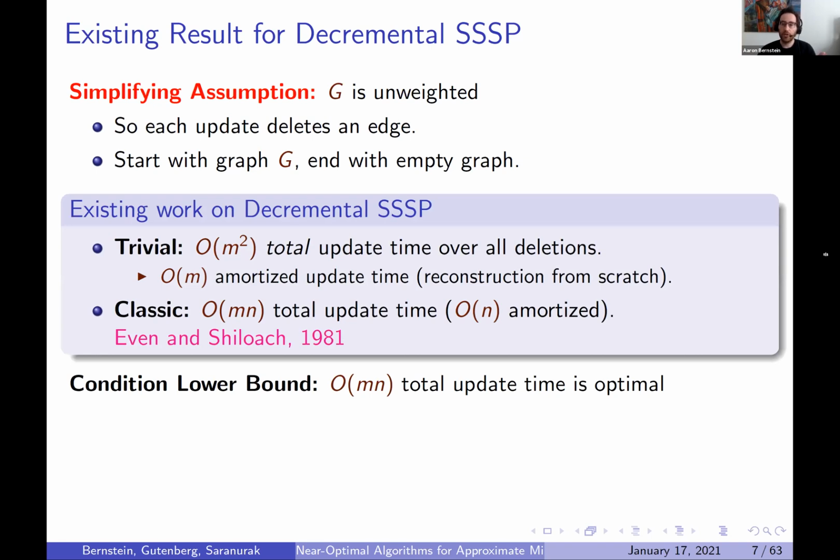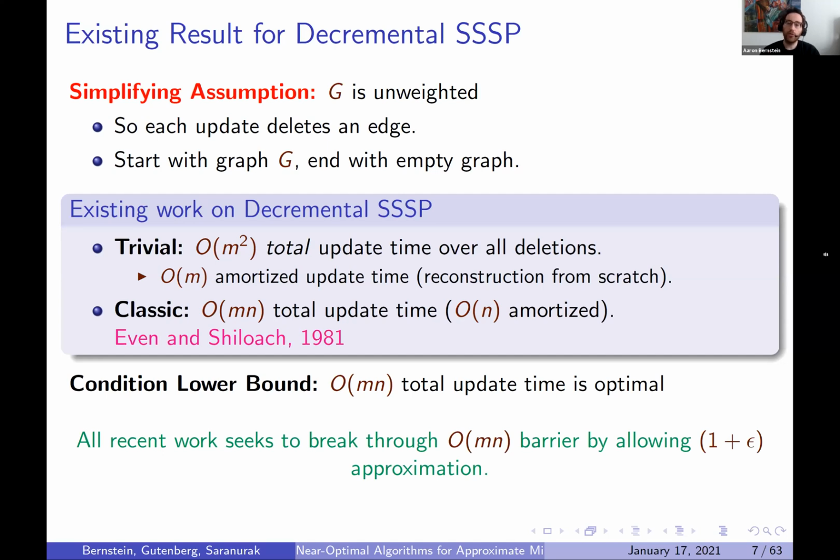The trivial algorithm again would be that every time the adversary deletes an edge, you just recompute shortest paths from the source from scratch in linear time. Now the total number of updates is order m, because each update corresponds to an edge deletion. So over all deletions, this would be m squared time. There's a classic algorithm from 1981 which improves upon this and gets mn total update time, and a conditional lower bound showing that this is optimal.